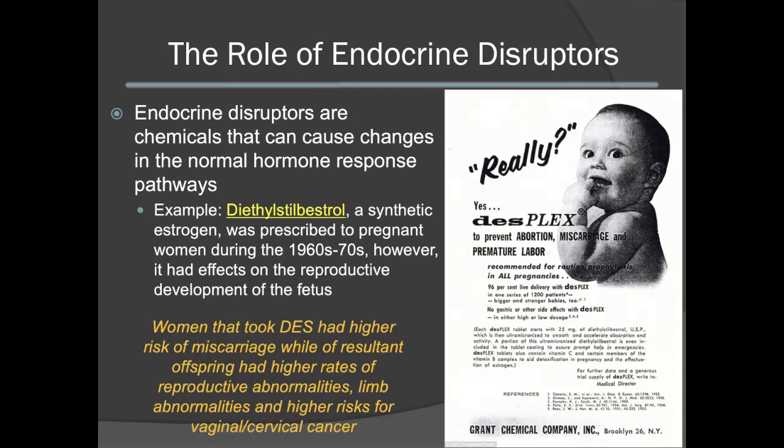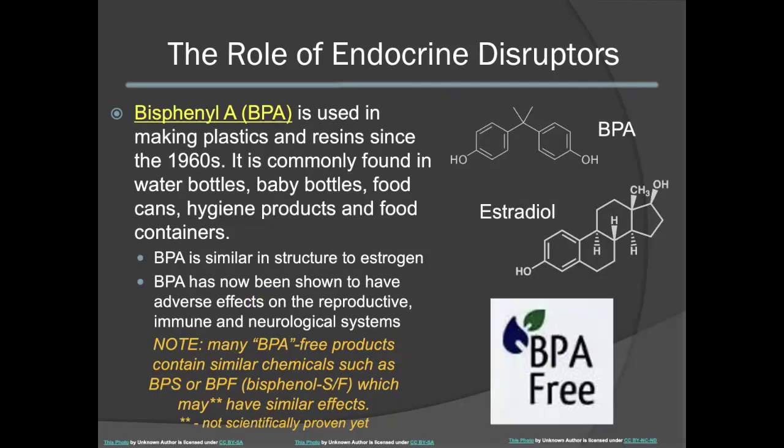Specifically, women that actually took DES had higher risks of miscarriage, while their offspring, if they did persist, had higher rates of reproductive abnormalities, limb abnormalities, as well as higher risks for both vaginal and cervical cancer. Many of these endocrine disruptors are also present in various types of drugs as well as within the environment.